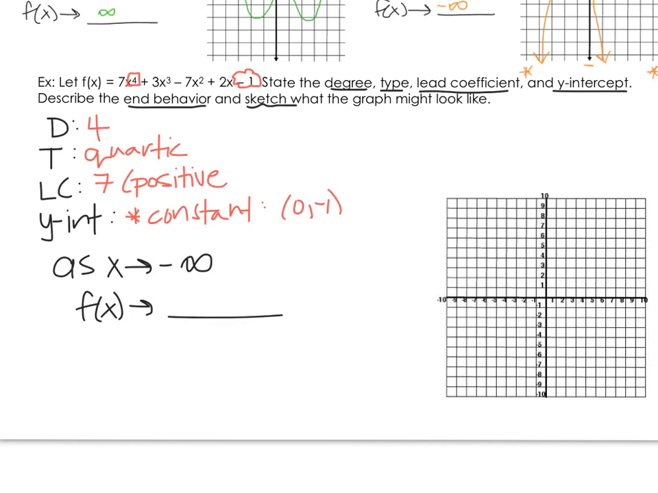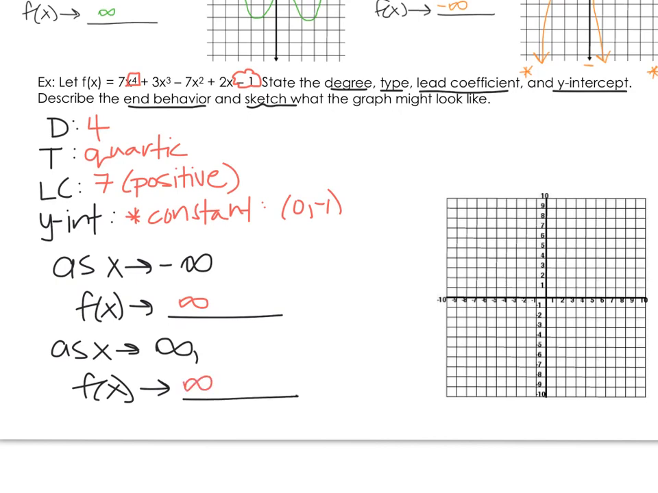Well, thinking about what we just talked about up above, our degree is even and our lead coefficient is positive. So that means as x goes to the left or to the right, our function will go towards positive infinity both times. So no matter as x goes to -infinity or as x goes towards positive infinity, f of x would go towards positive infinity as well. We don't need a plus there if it's positive.